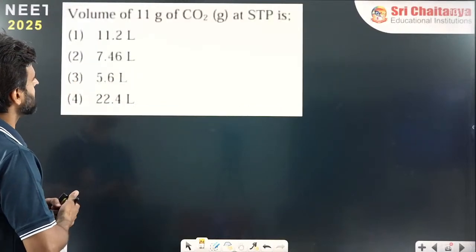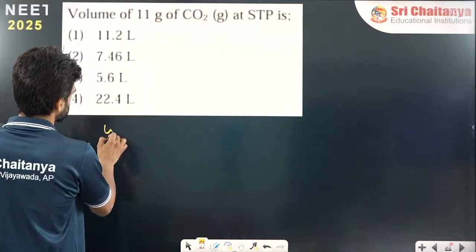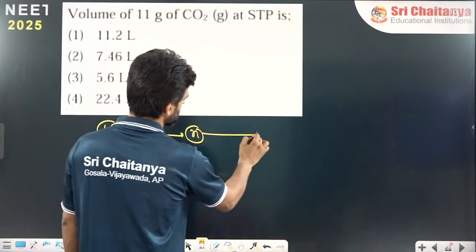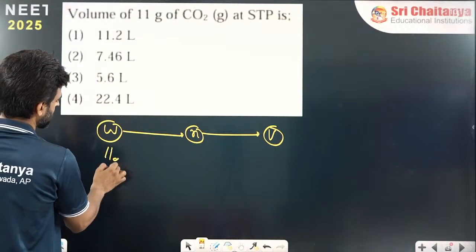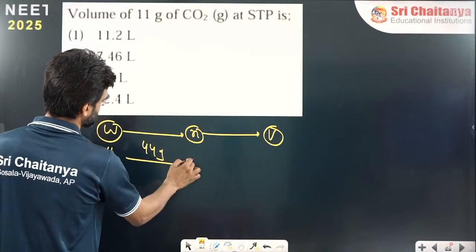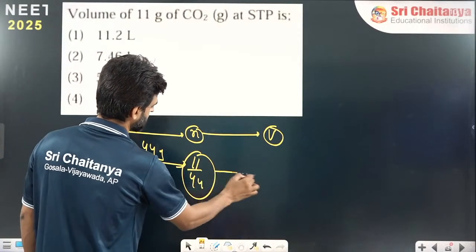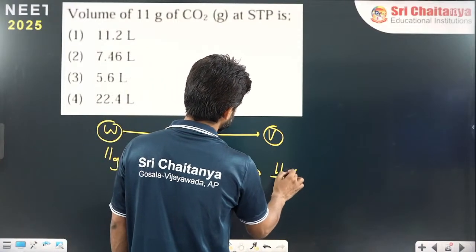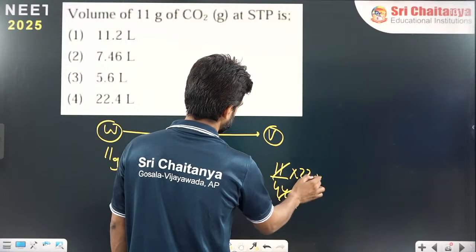Volume of 11 gram of CO2 at STP. Okay, they gave us weight. From weight they are asking volume. So we get the moles and then moles to volume. Weight 11 gram, I will divide it by how much? 44 gram, no? So 11 by 44, how many? 1 by 4 moles. Now 1 by 4 moles, or you can say 11 by 44 moles, into how much? 22.4. So what is coming? 4.